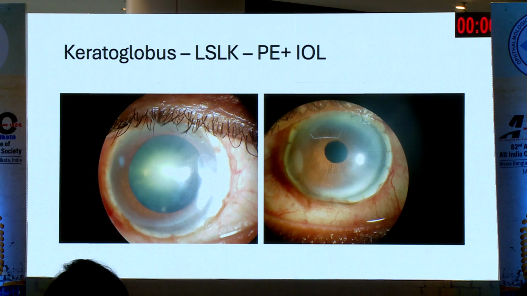This was a patient with a keratoglobus, where we've done a large diameter limbal sparing LK, and then subsequently went ahead with a cataract surgery. This was again a patient who had very severe myopia, so the axial length was around 34.